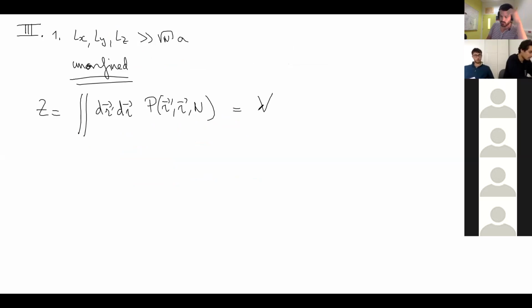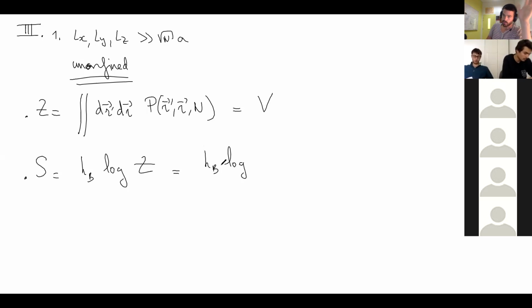And this is one first thing we can do. We have the partition function. What is the entropy? Remember, we are in a canonical ensemble. So what is the entropy if I know the partition function? In canonical ensemble, it's kB log the partition function. Okay, so what do we have here? Well, we have kB log V. The log is the Neperian logarithm as usual.